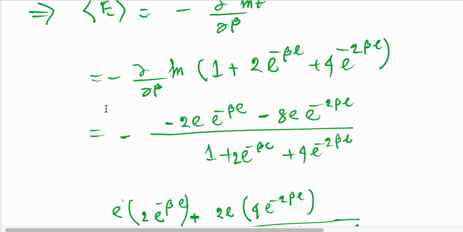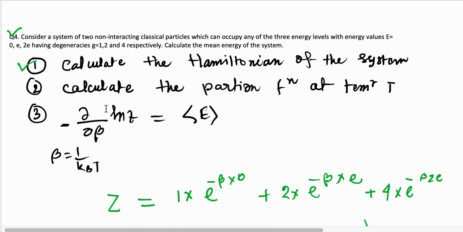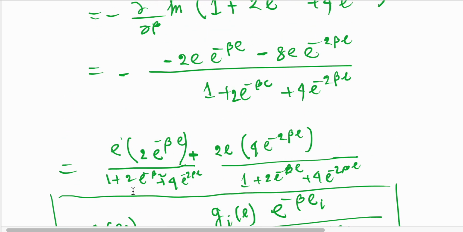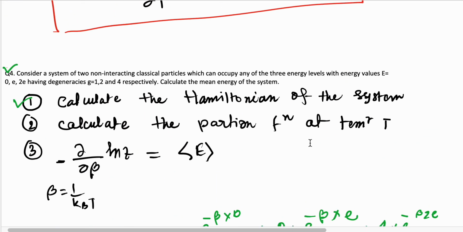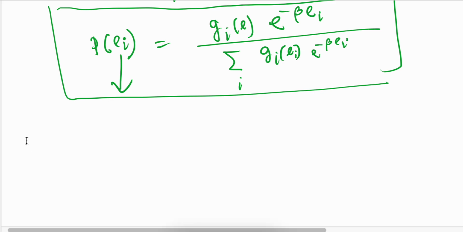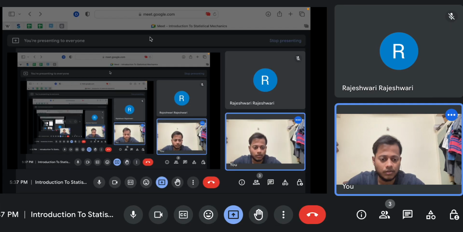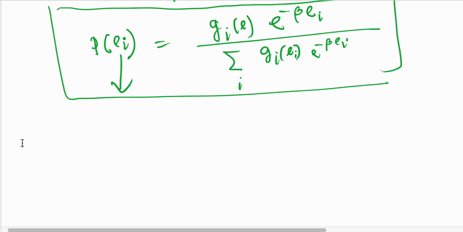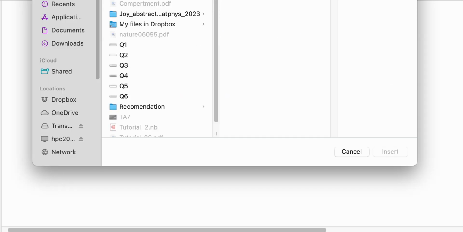So now we have calculated the mean energy. Mean energy is nothing but this: 2E e to the minus beta E plus 2E for this. So that's that. Now we have solved this question. Now let's solve another question.